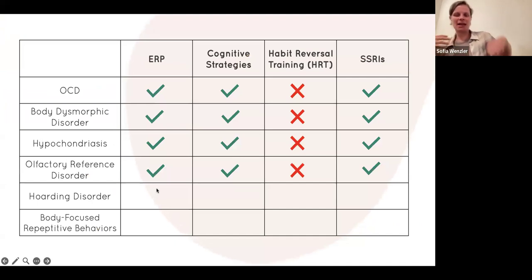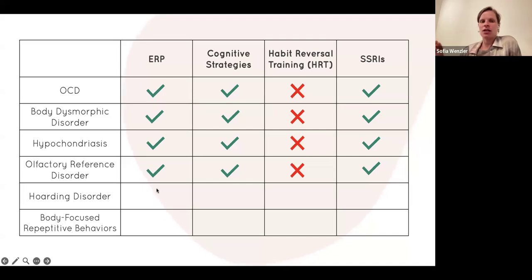Finally, I just want to talk quickly about how you treat those different disorders. So, as I mentioned before, in terms of the intrusive thoughts and the compulsive behaviors, OCD, body dysmorphic disorder, hypochondriasis, and olfactory reference disorder share a lot of similarities. So, it's not surprising that also in terms of treatment, they are very similar.